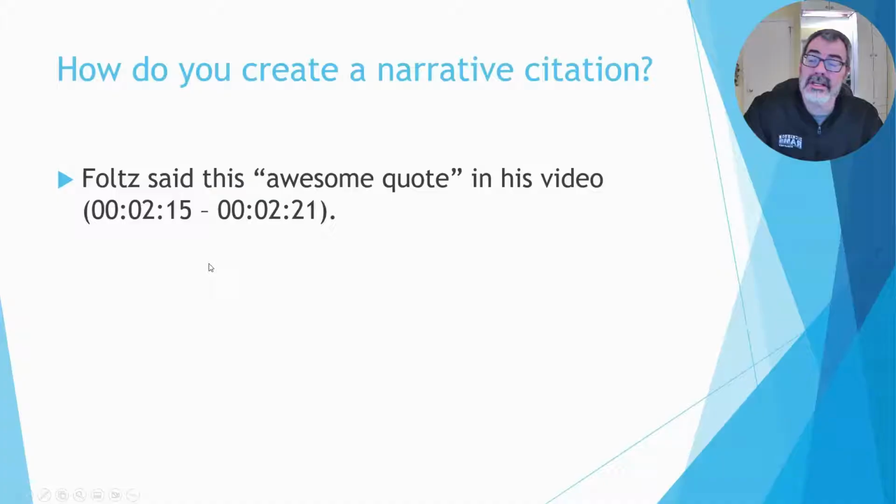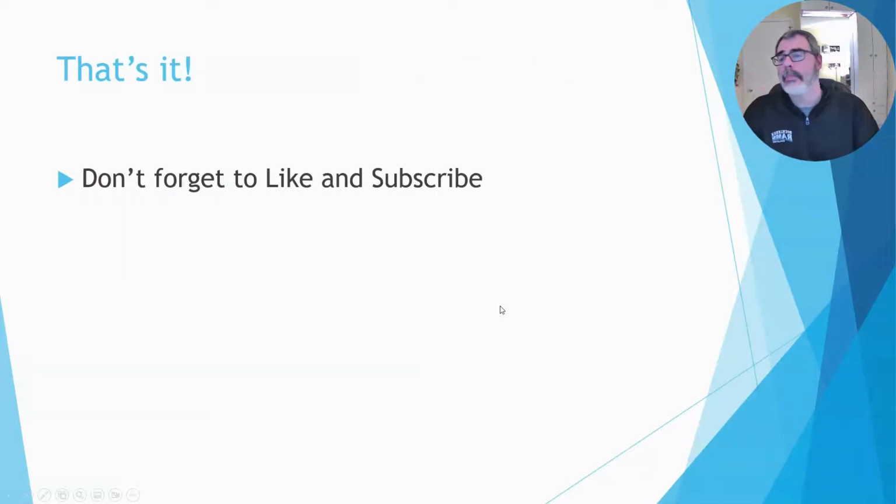Now, what you could do, instead of saying 2:15, 2:21 within the parentheses here, you could include it within your prose. So instead, you could say something like, Foltz said at the 2-minute 15-second mark until the 2-minute 21-second mark, this awesome quote in his video. If you did that, it reads kind of cumbersome, so I would recommend against it. However, you are still allowed to do that, and if you did that, you would no longer need the citation at the end.